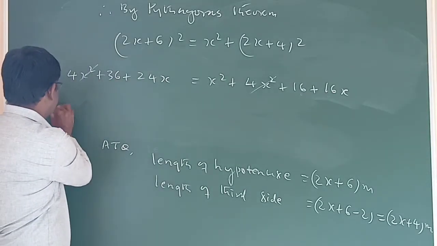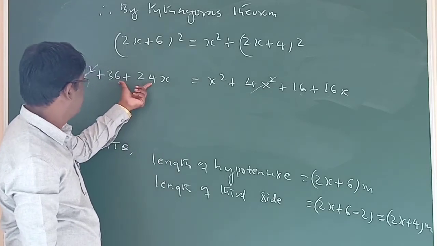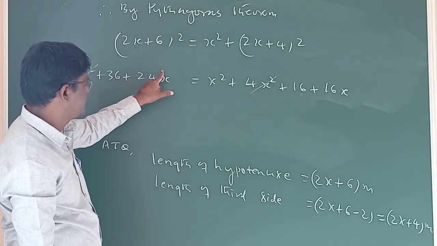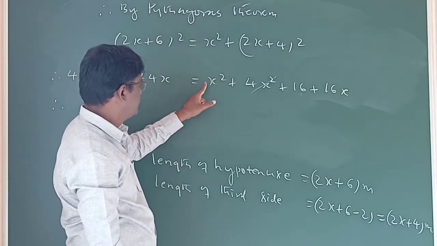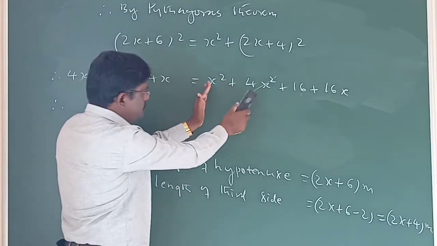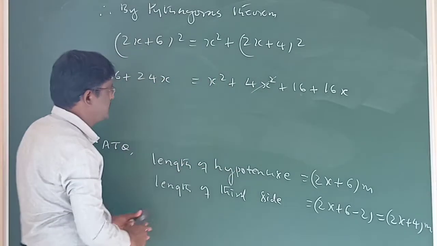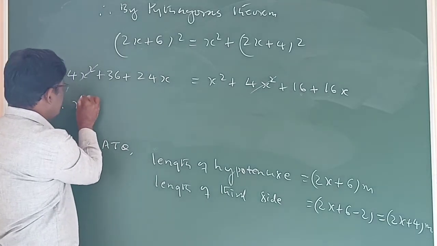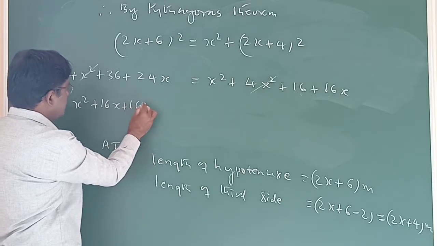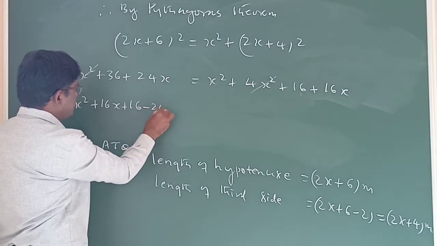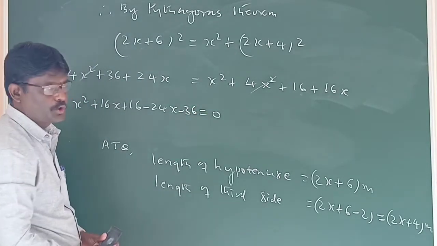Now therefore, we just compare the left hand side and right hand side. In the left side, we have only the first degree term. Here we have the second degree, and moreover, it is positive. Therefore, instead of shifting these to the left hand side, we shall shift all this to the right side. Hence, we now get x square plus 16x plus 16 minus 24x minus 36 equal to 0. I hope you have understood.